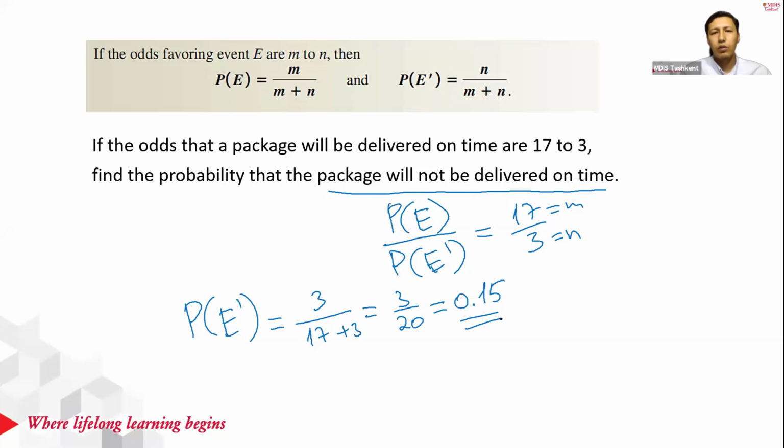And if you want, you can find the probability that the package will be delivered on time also. How to find it? From here you can use the complement rule, or if you want, you can use this formula. So 1 minus 0.15 is 0.85. The probability that the package will be delivered on time is 0.85.